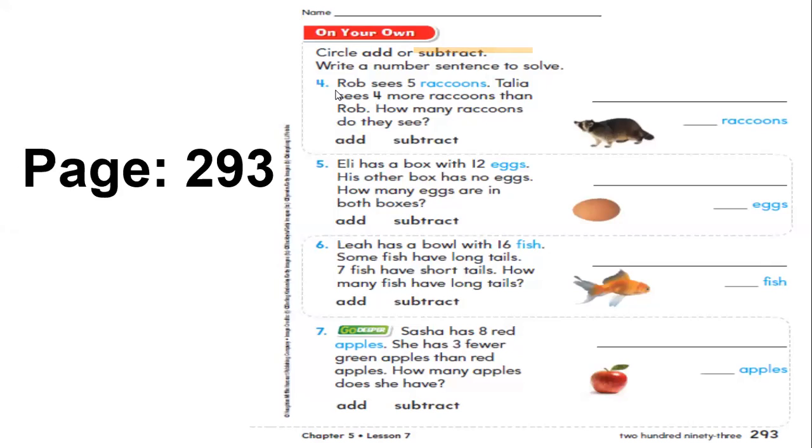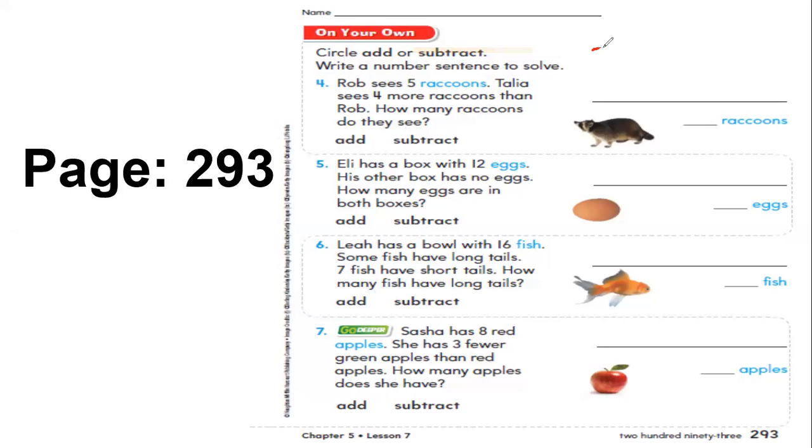Now question number 4. Rob sees 5 raccoons. So Rob is seeing 5 raccoons. So let's write here 5. This is a bit complicated. So listen carefully. So Rob sees 5 raccoons and Thalia sees 4 more raccoons. So she sees 4 more raccoons than Rob. So we don't know how many she sees. She just sees 4 more.